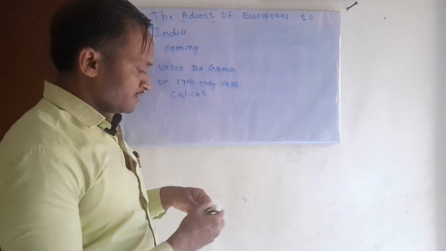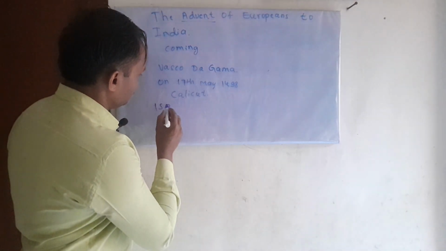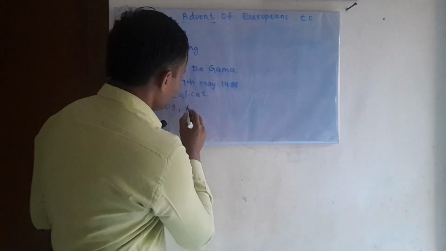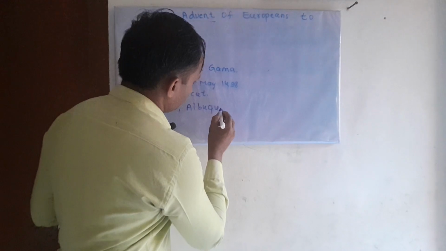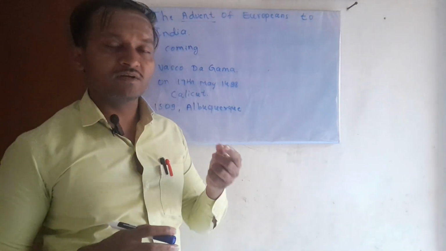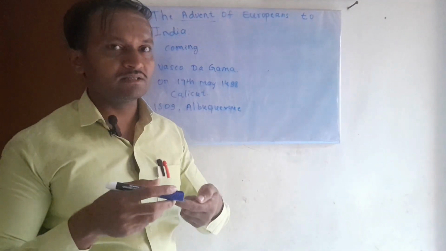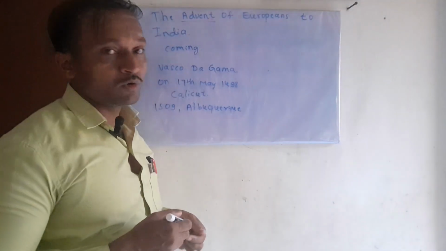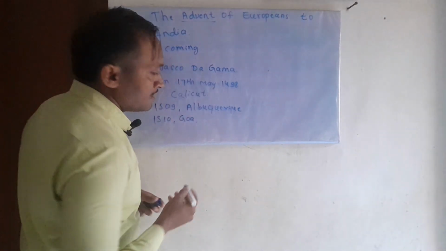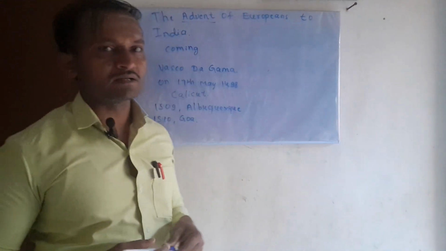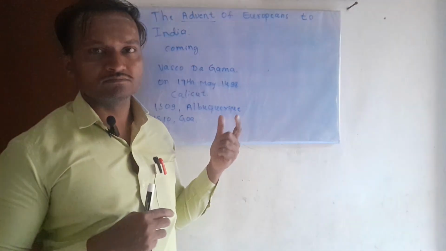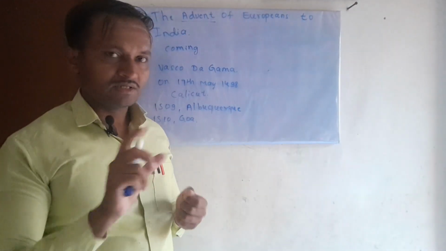Then in 1509, Albuquerque became the Portuguese viceroy to India. Albuquerque became Portuguese viceroy of India in 1509. In 1510, in the following year, he took Goa from the Bijapur Sultan. Later, the Portuguese established their trade centers in many parts of India.